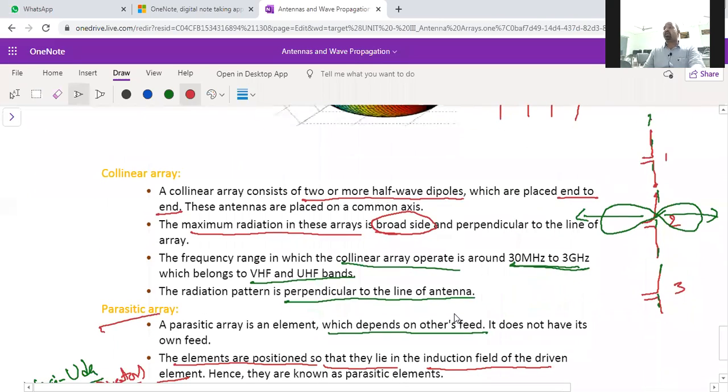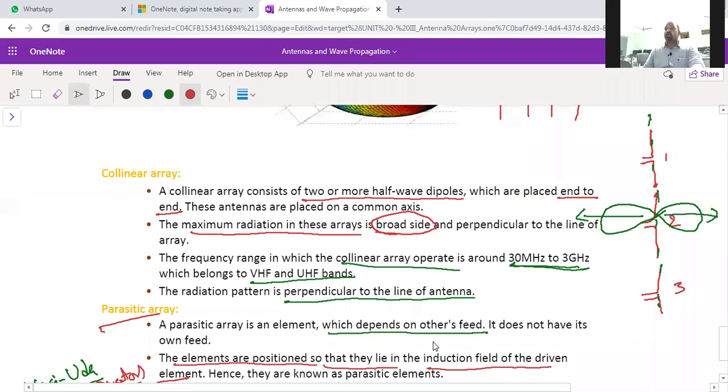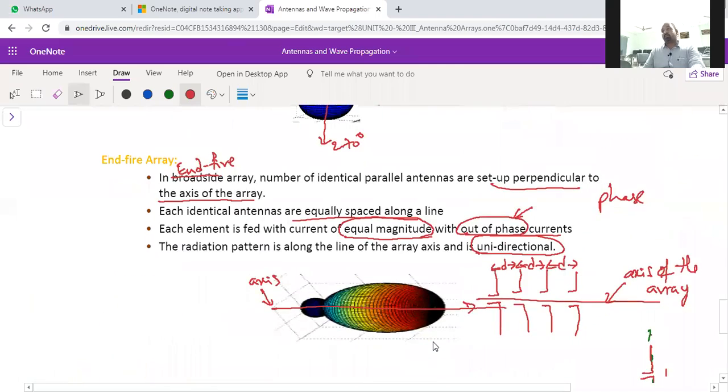In a collinear array, antennas in the array are connected end to end, with equal amplitude and in-phase currents. The radiation pattern is perpendicular to the axis of the array. And in a parasitic array, only one element is excited and all the other elements are connected mutually. One best example is the Yagi-Uda antenna. So with this we have completed different forms of antenna arrays.